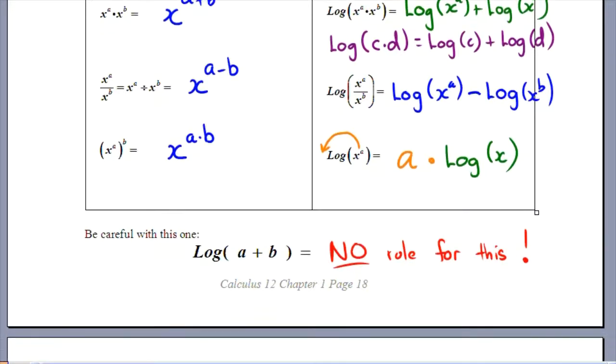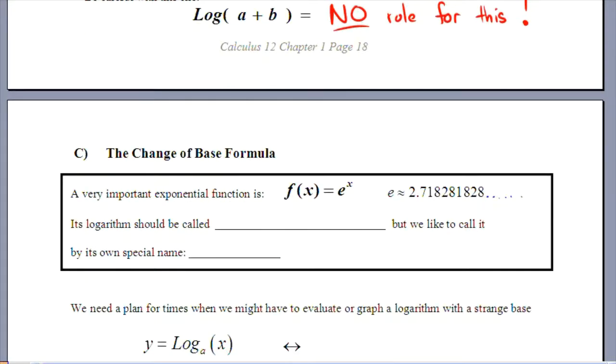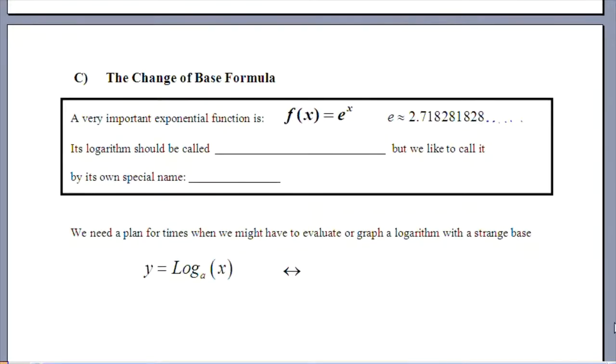Okay, on the next page, we're going to take a look at a couple things. The first one is something called the change in base formula. You can do logarithms of any kind of base. The other page we were doing base 10. You could do base 3, base 2, whatever you want.